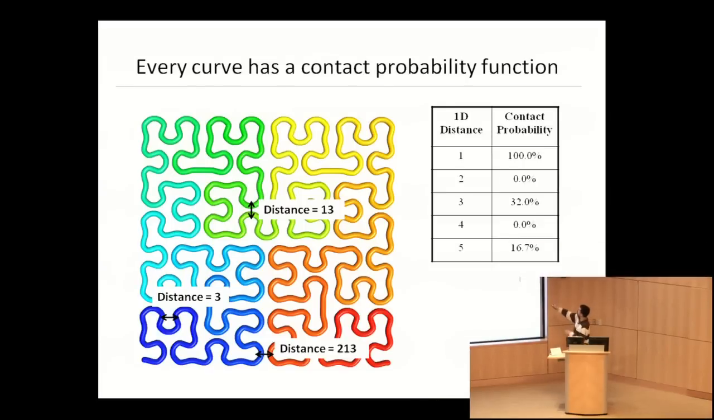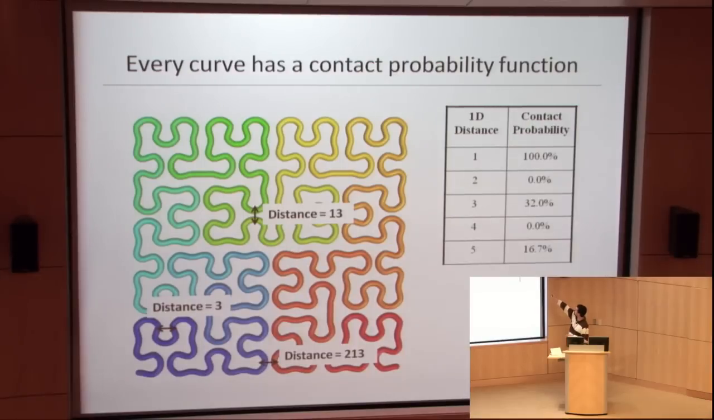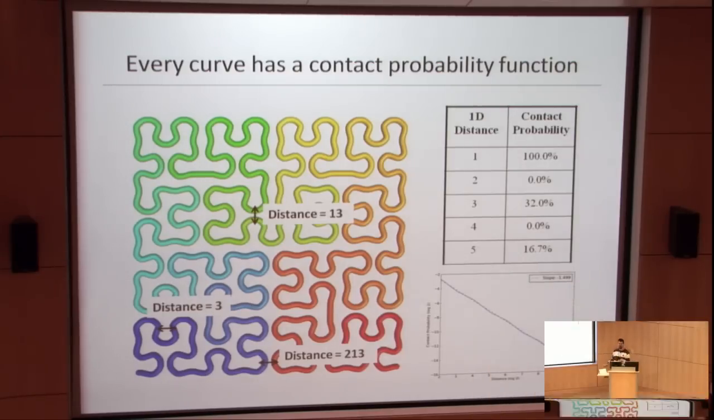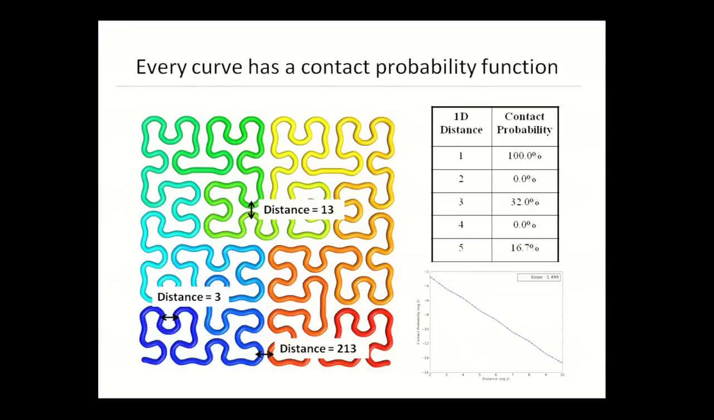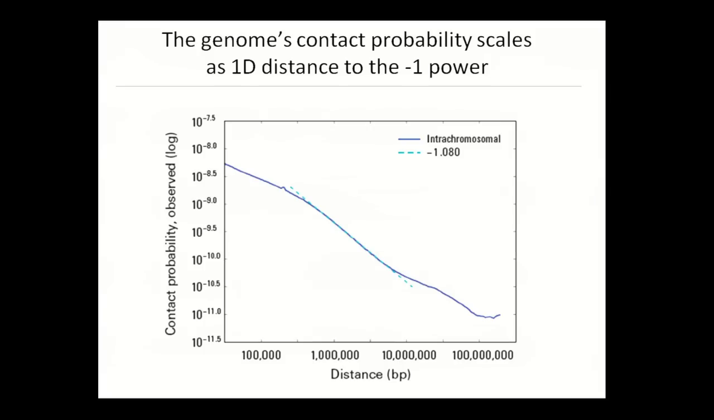So now you can play the following game. You can say, OK, well, what is the likelihood that two things are touching if their one-dimensional distance is 1? Well, they're always touching because the curve is continuous. What about if it's 2? What about if it's 3 or 4 or 5? And you can actually make a little plot. And this plot is called the contact probability plot. And this is actually a pretty distinguishing characteristic of a three-dimensional curve.